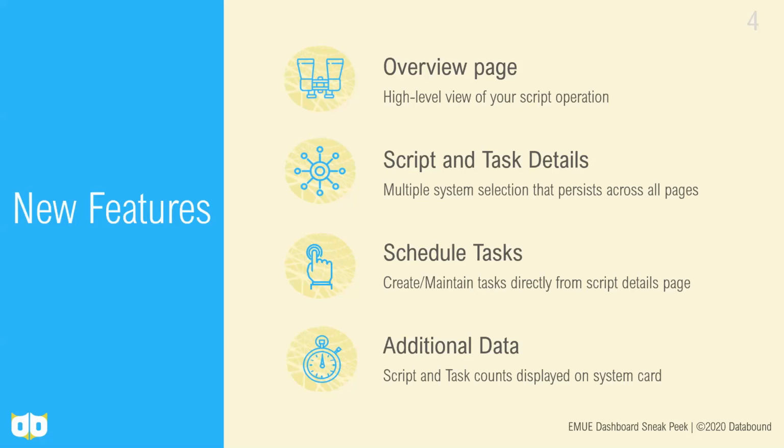We also made some changes to the script and the task details pages, and you'll see what I mean by that. Again, with the old dashboard, or the current dashboard you're using, we have the system view, which you can pick one system at a time to view what's going on with that one. We've expanded the ability now. We can select multiple machines.